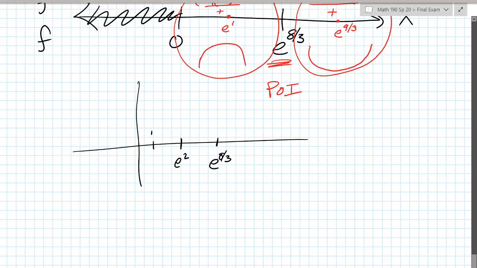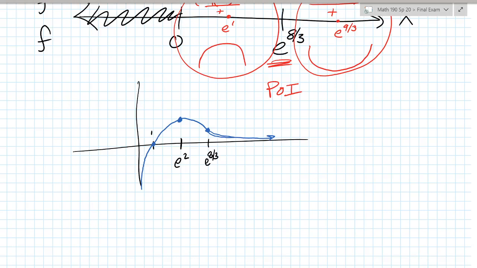So the situation we have is a function that is increasing, has an intercept at 1, hits a maximum at e squared. It's concave down until it hits, I'm going to move this over to make my graph look nice, until it hits e to the, what was it, 8/3, and hits a point of inflection, whatever that is, and then it curves like so.